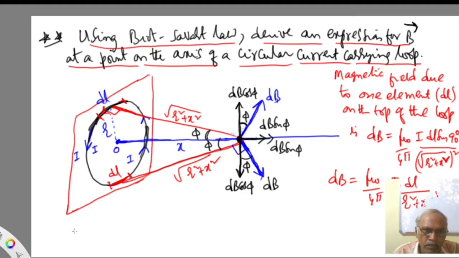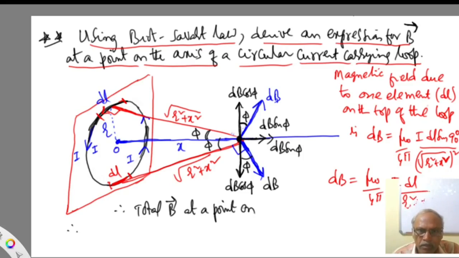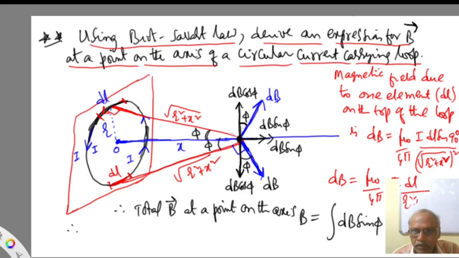Therefore, the total magnetic field at a point on the axis, B, is equal to the integration of dB sin phi. You take this as equation 2, and the earlier one as equation 1.